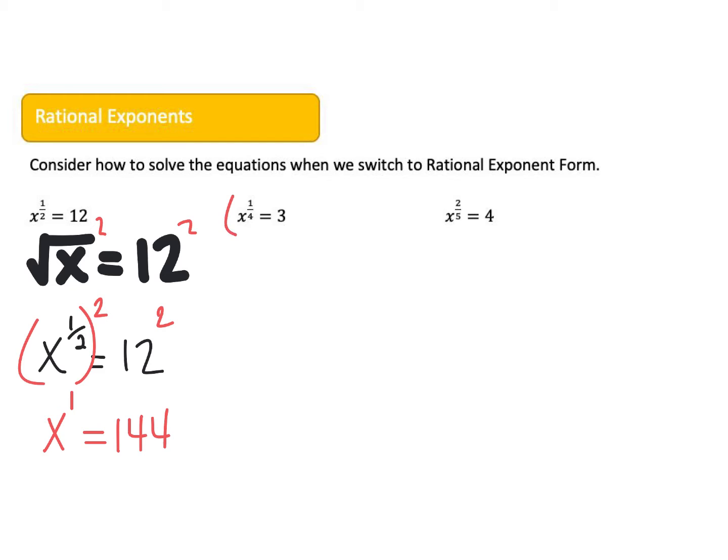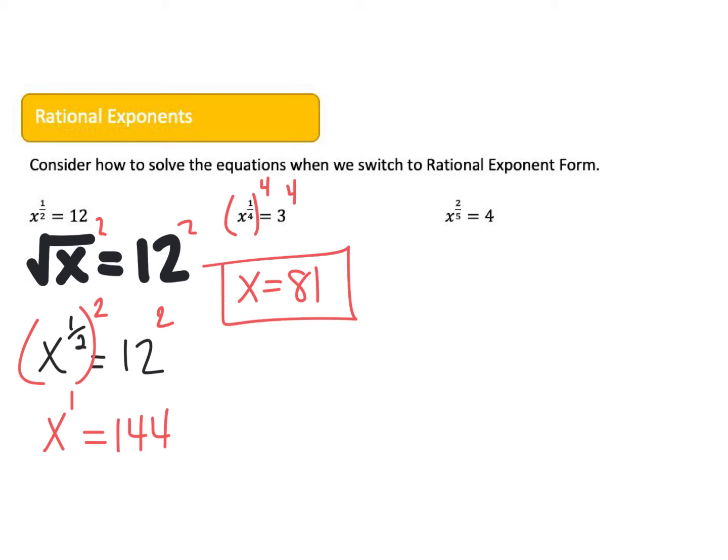So what are we going to do here? This is the same as the fourth root, so we're going to raise it to the 4th power. This produces x equals 3 to the 4th power, which would be 81. So how does this now apply if I have x to the 2/5 power?